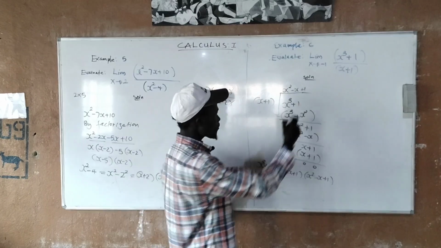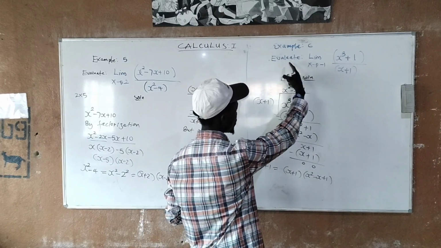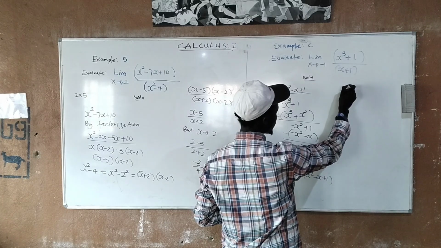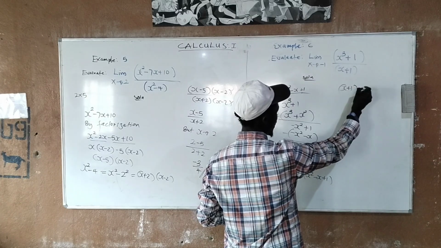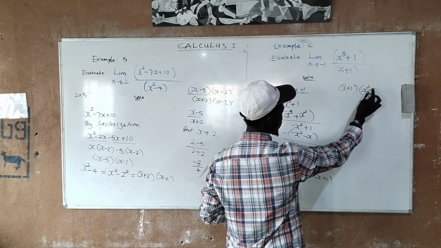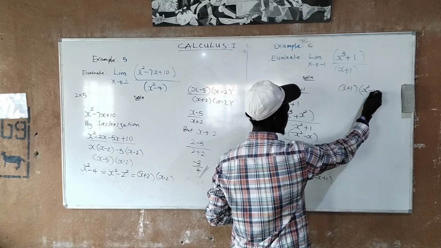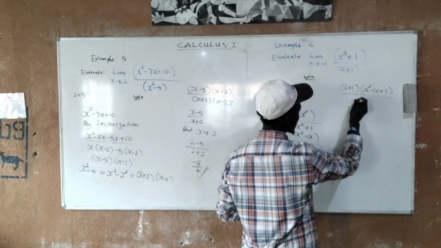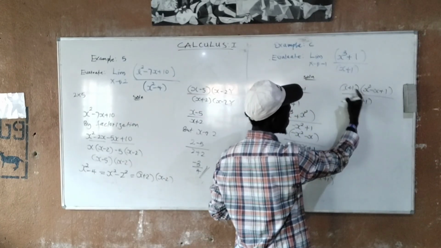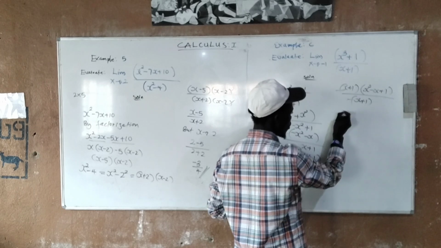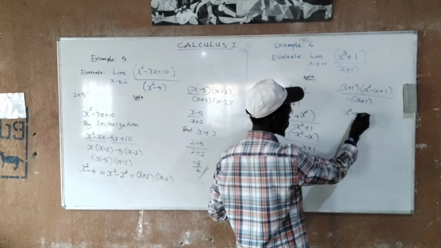But the whole question is asking us to evaluate this function. Instead of x cubed plus 1, we have it as x plus 1 into x squared minus x plus 1. Then we divide everything by x plus 1. We know x plus 1 cancels x plus 1. Then what remains is x squared minus x plus 1.